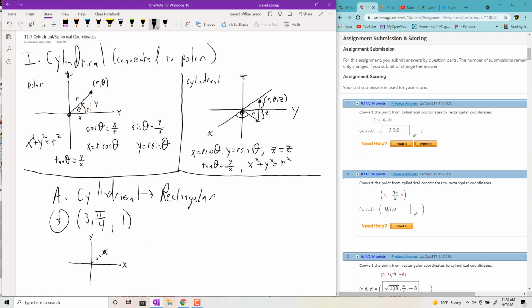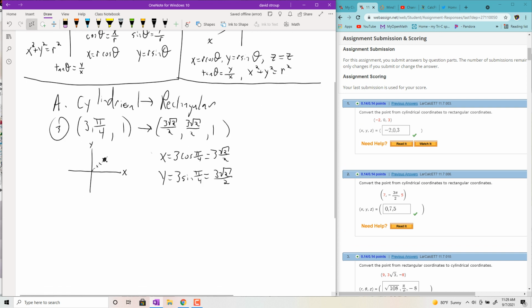But anyways, to get into the rectangular, the z is the same. Z is z, so we just put 1 there. X is equal to 3 cosine pi over 4. So cosine of pi over 4 is root 2 over 2. So obviously we get 3 root 2 over 2. The y coordinate is 3 sine of pi over 4, so that'll be the same, right? So it'll just be 3 root 2 over 2. Okay. And that would be it.